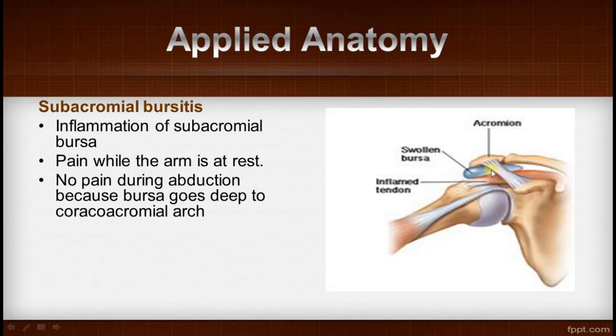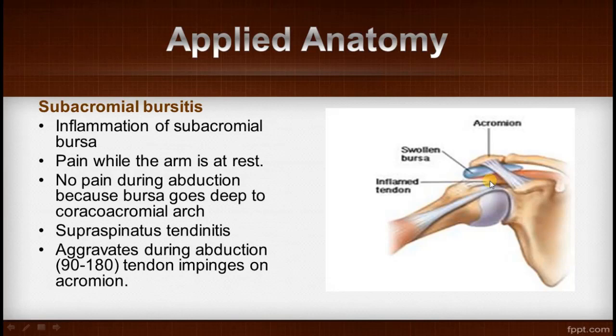Apart from subacromial bursitis, it might lead secondarily to supraspinatus tendinitis, or inflammation of the supraspinatus tendon. In case of supraspinatus tendinitis, there will be difficulty in initiating the abduction. And not only that, from 60 to 90 degrees of abduction, or above that up to 180 degrees, there will be tremendous pain over the shoulder region because this supraspinatus tendon will impinge over the acromion process.